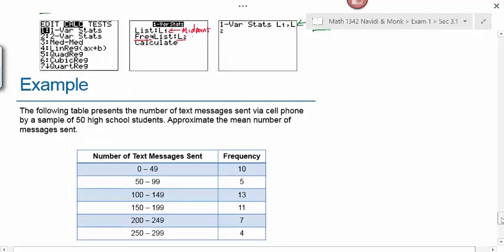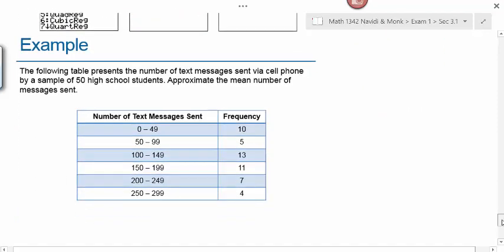And we're going to do this on our calculator. We're not going to go through it by hand. It says the following table presents the number of text messages sent via cell phone by a sample of 50 high school students. Approximate the mean number of messages that are sent. Here's the frequency, here's the classes. The other thing that I need right now is the midpoint. So how do I calculate my midpoint?